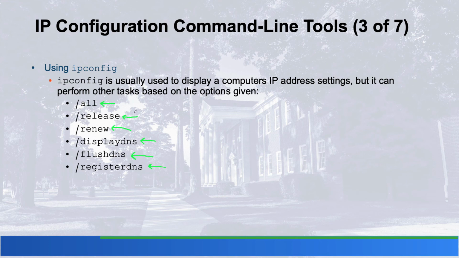So these are other tasks. Just type in ipconfig by itself will show you your IP address, but you can also use these slash options and it'll do other things also. You don't need to know these options. No ipconfig. Just know that one command.